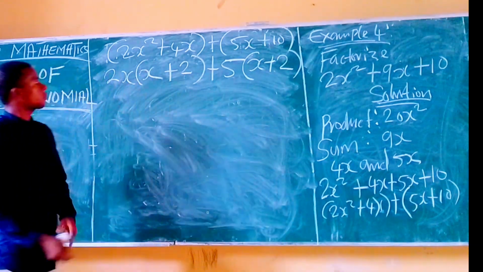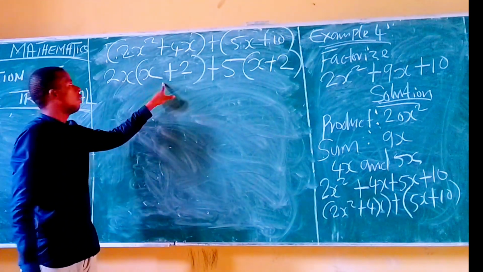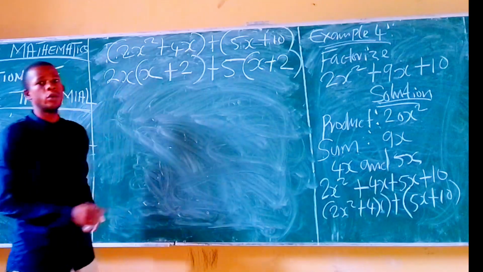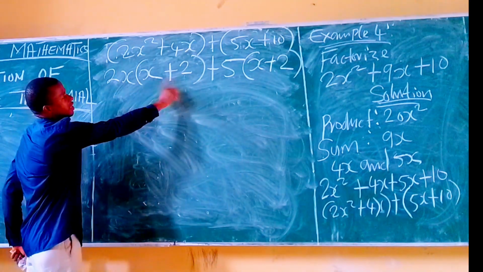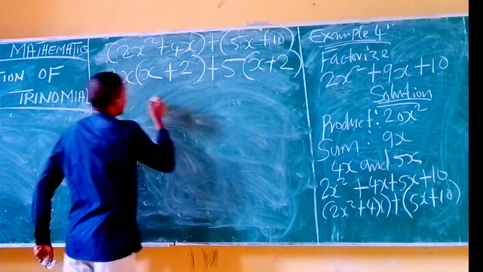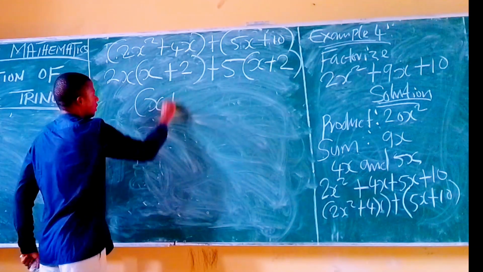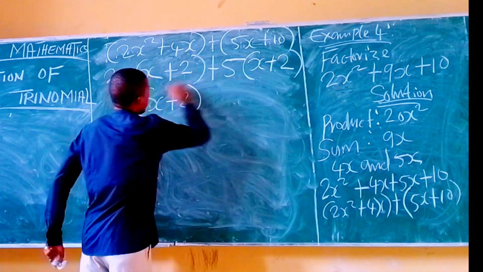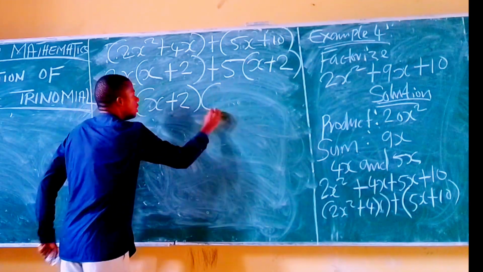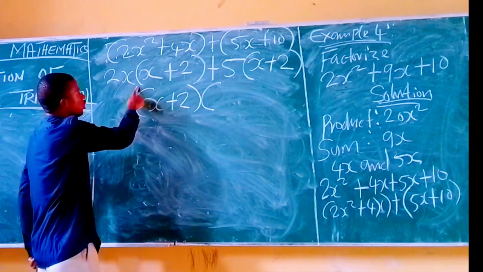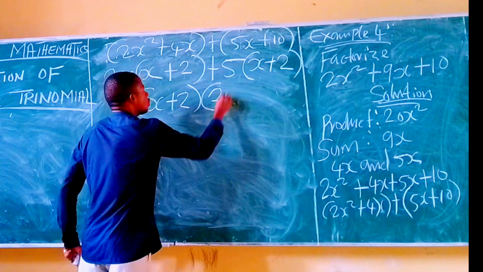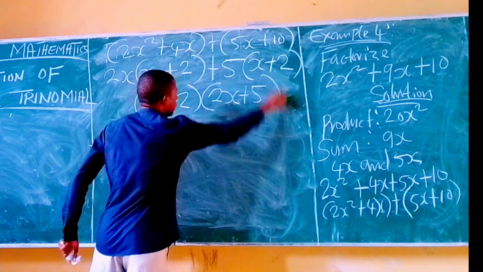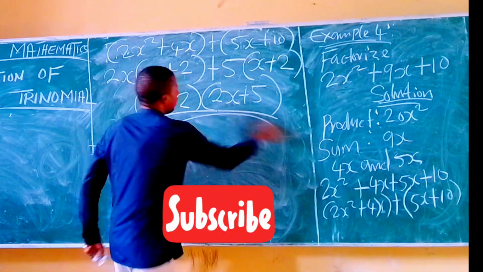Now at this point, we see what is common on both sides: x plus 2 and x plus 2. So what we are going to do now is put the common factor inside a bracket. So we are going to have bracket x plus 2. Then the next thing is to put the things that we factored out into the second bracket, which is 2x plus 5. And this is the final answer.